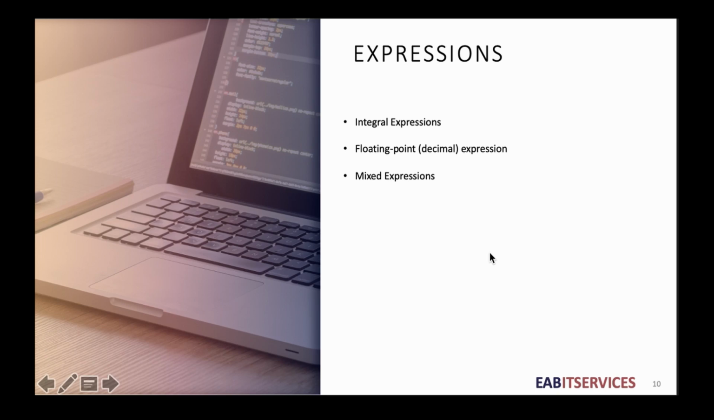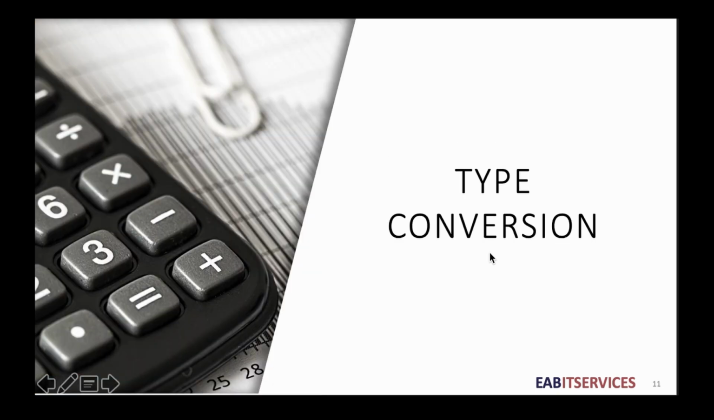How about if you have one type and you want to change it from, for instance, the integer type to a floating point? How do you do that? I have an integer variable and I want to change it to a floating point, or I have a floating point and I want to change it into an integer.